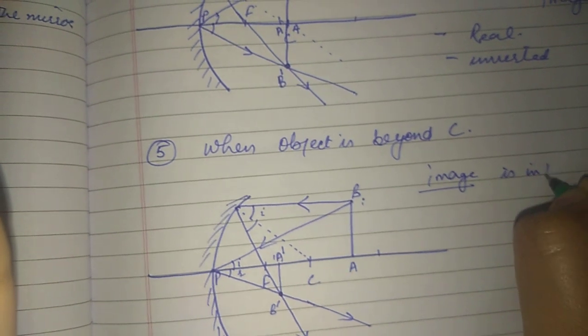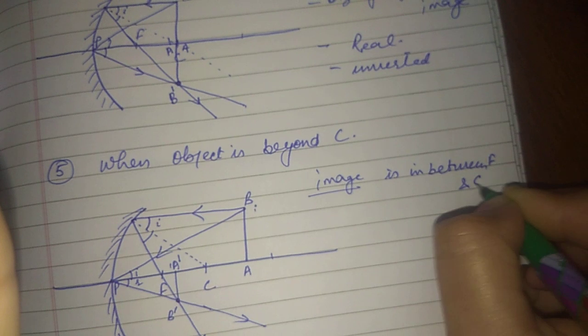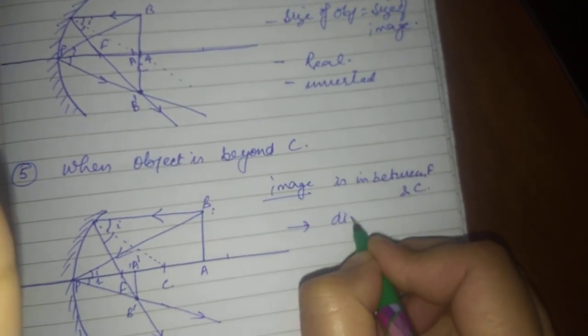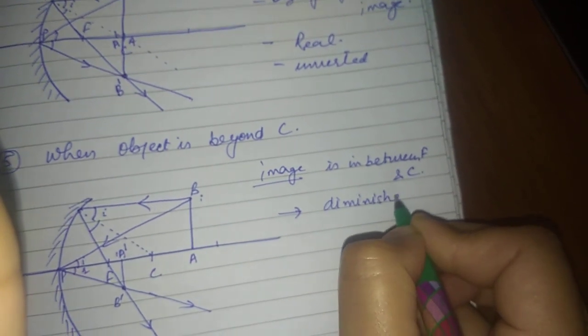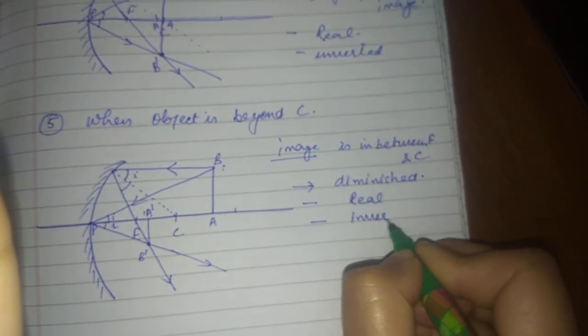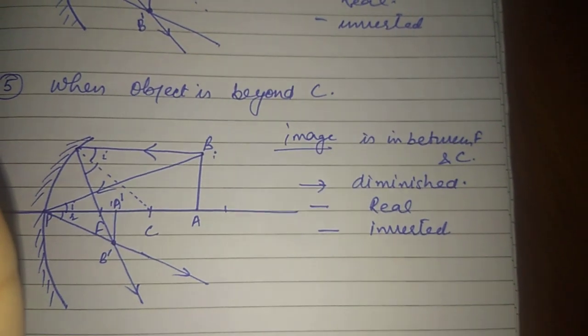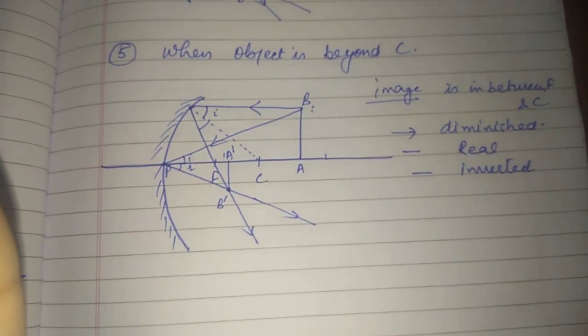It is in between F and C. Second, it is smaller in size, or it is diminished. When the image is small, that is called a diminished image. And this is real and inverted also. So these are the properties of the image when the object is beyond C. So this is the image formation.